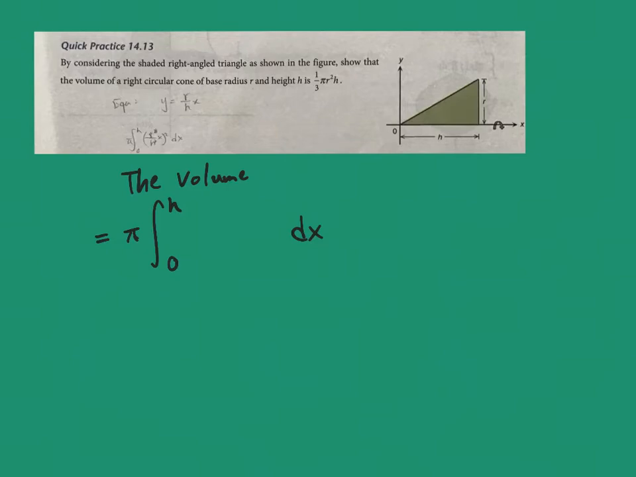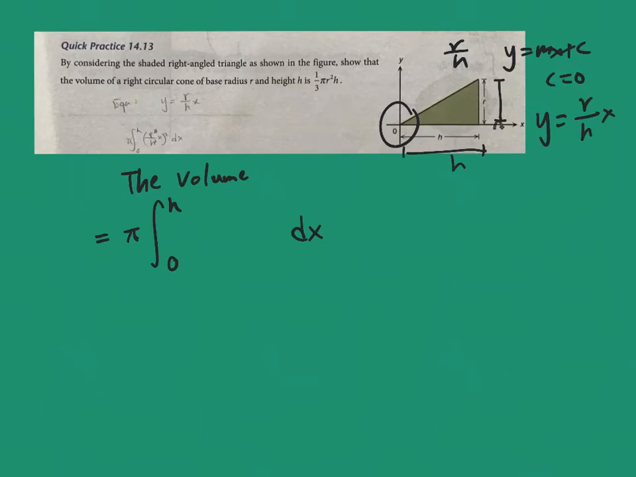But for this problem, the equation of the straight line is not given, therefore we need to find it out. Now please note that the vertical distance is r, the horizontal is h, therefore the slope is r over h. Then, by y equals mx plus c, and since the straight line passes through the origin, therefore c equals 0. Therefore, we can get the equation of the straight line to be y equals r over h times x.